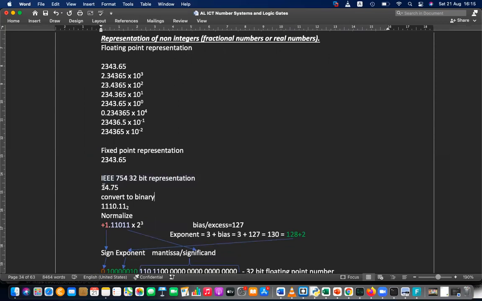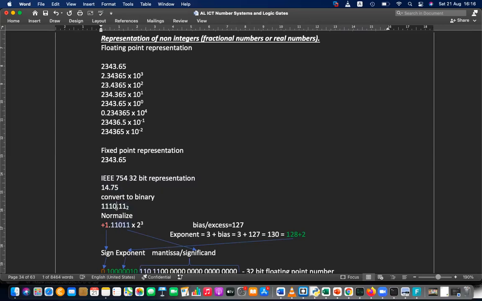For example, if I have a number like 14.75, first you convert that to binary. 0.75 is 0.5 plus 0.25. The integer part is 1110, that is 2 plus 4 plus 8, which is 14. So then you normalize. Normalize means you write it as 1 point something, since this is a positive number. 1 point, then 11011.